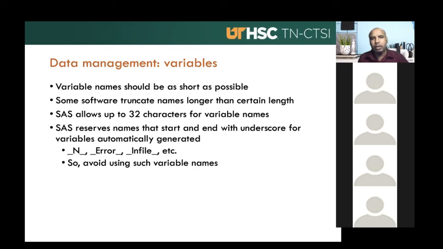SAS also reserves some names that start and end with an underscore for automatically generated variables. For example, _N_ stands for number. If you want to create a list in your data, beginning from 1 up to the end of your data, you can use _N_. _ERROR_, _IN_, _FILE_, and _ALL_ are all reserved for variables that are automatically generated by SAS. So we try to avoid using these in variable names.